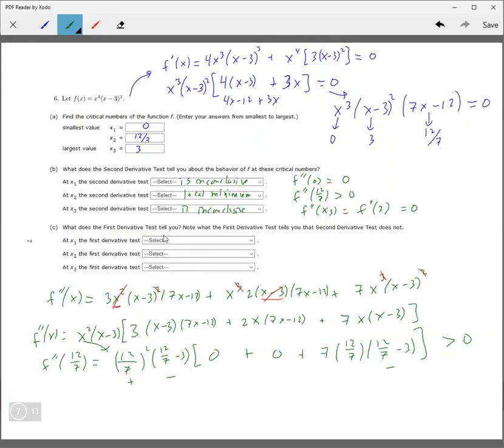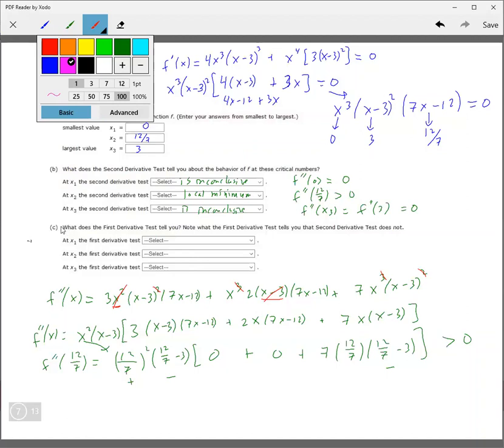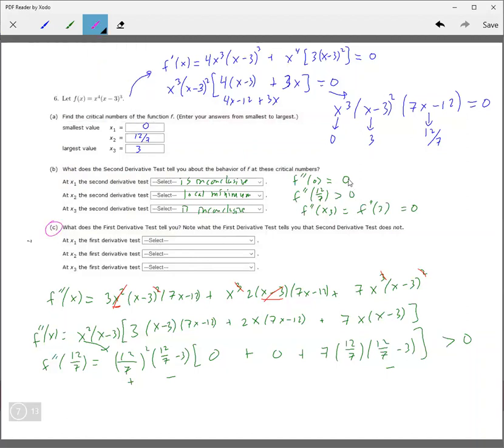Part C, what does the first derivative test tell you? For the first derivative test, what you want to do is look back to this right here. I'm going to lay this out. I have the smallest one, 0, then 12 over 7, and then 3. And then all the factors are x cubed, x minus 3 squared, and 7x minus 12.